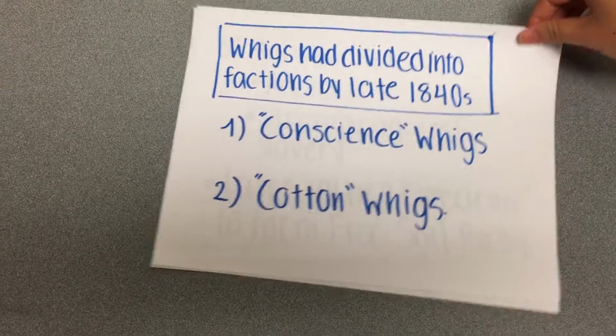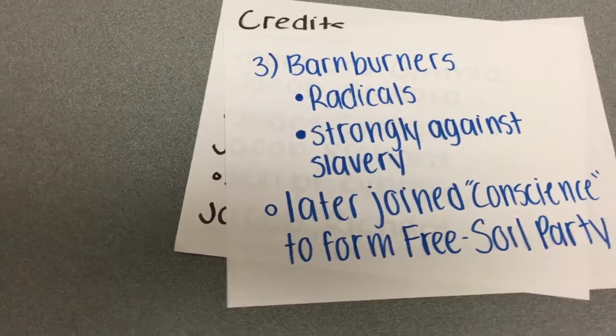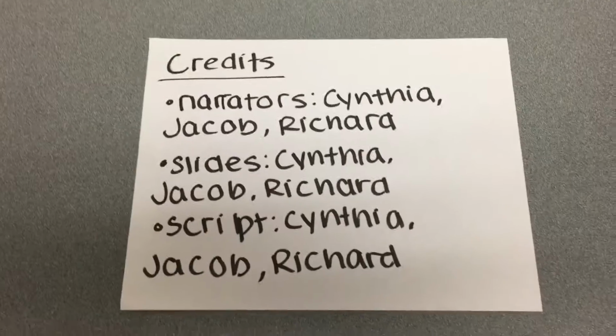The Barn Burners were a faction of the Democratic Party who were incredibly radical and refused slavery. They later combined with the Conscience Whigs to form the Free Soil Party.